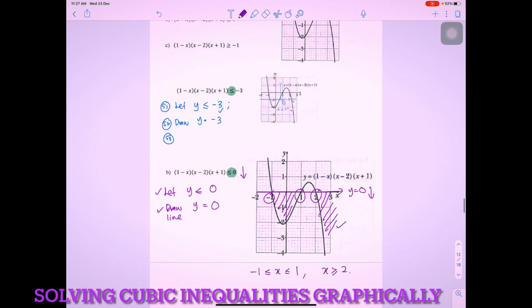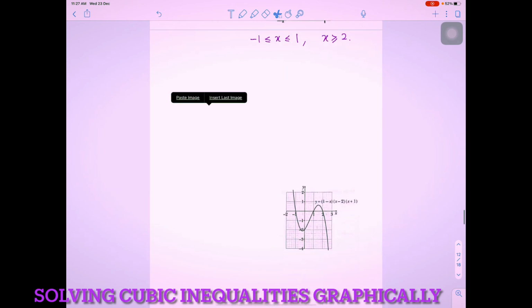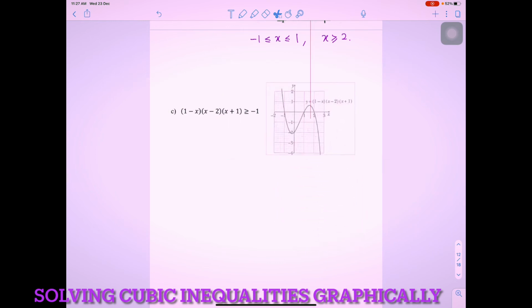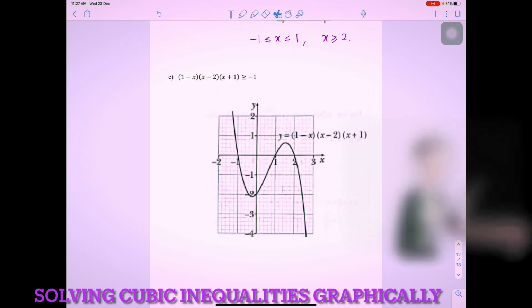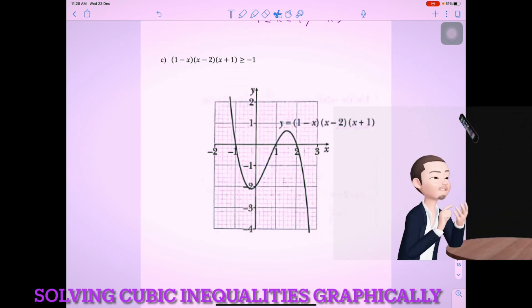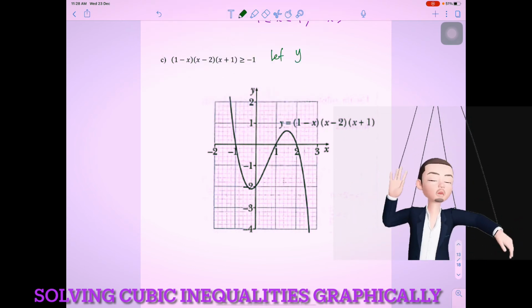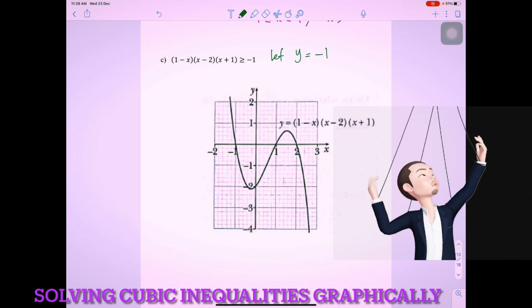Okay, now for question C. Let me copy first the question, and this is the question, and this is the graph. So the graph for C, the same graph. And then now what do we do? Let y equal negative 1 straight away, and then draw the line y equals negative 1.